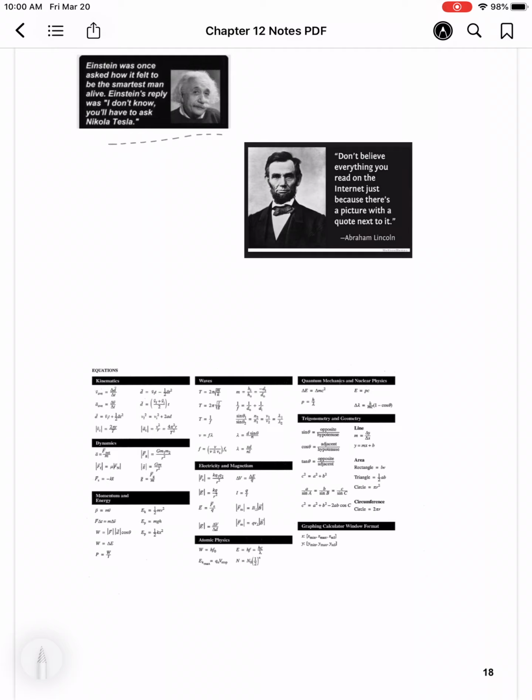One thing to keep in mind is don't believe everything you read. For example, I could just put this up. It looks real believable until you realize that it's Abraham Lincoln talking about the internet. It doesn't make sense.